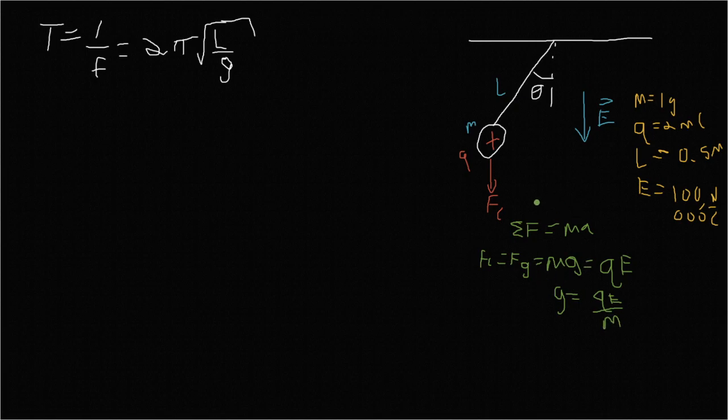So now we can substitute everything back into this equation. The time it takes is going to be equal to 2 pi times the square root. Let's open a big square root over here. And then we're going to say the length of the pendulum, which is 0.5 meters.